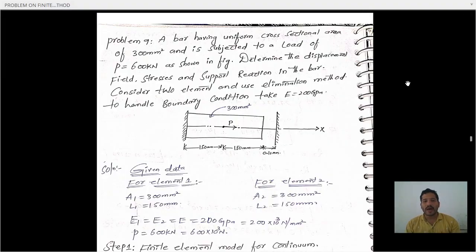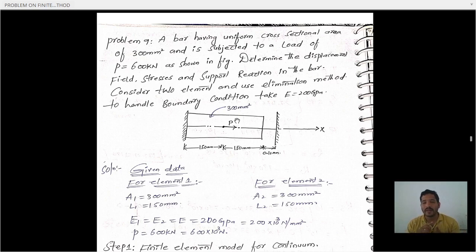A bar having uniform cross-sectional area. The area of this bar, how much is given here? 300 mm square is given, and it is subjected to a load of how much? 600 kilonewton load is acting. So where is the load acting? The load is acting at the middle portion of this bar. Is it right? So after that we need to determine the first thing, displacement.